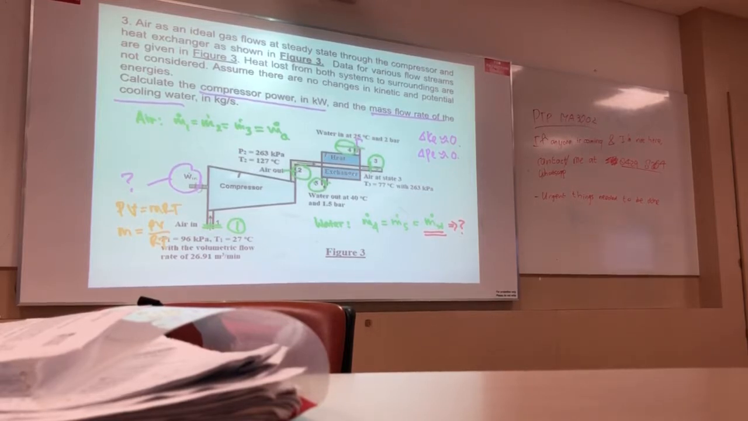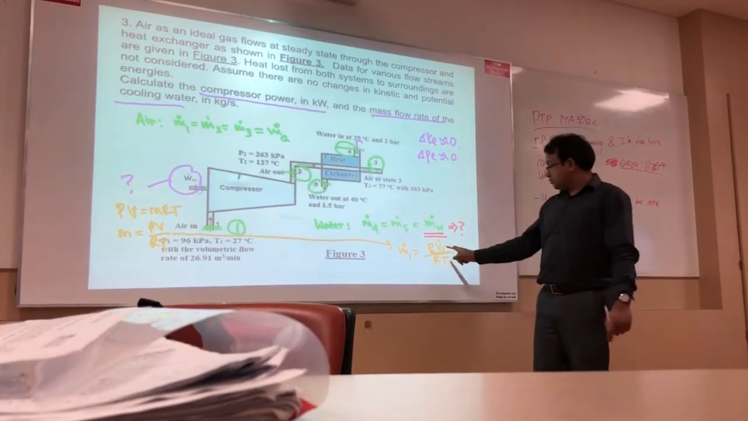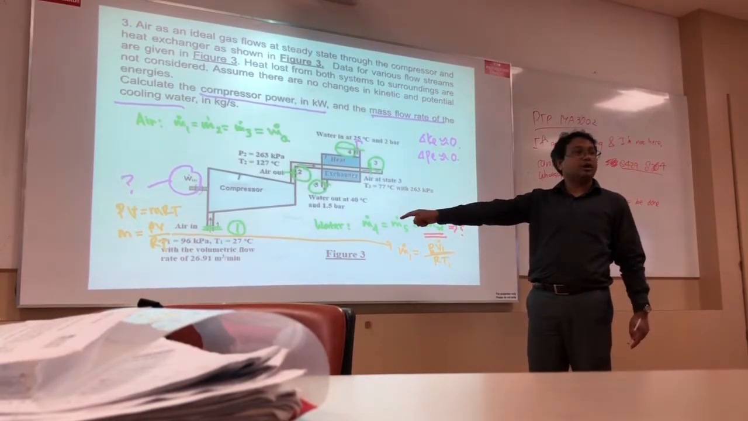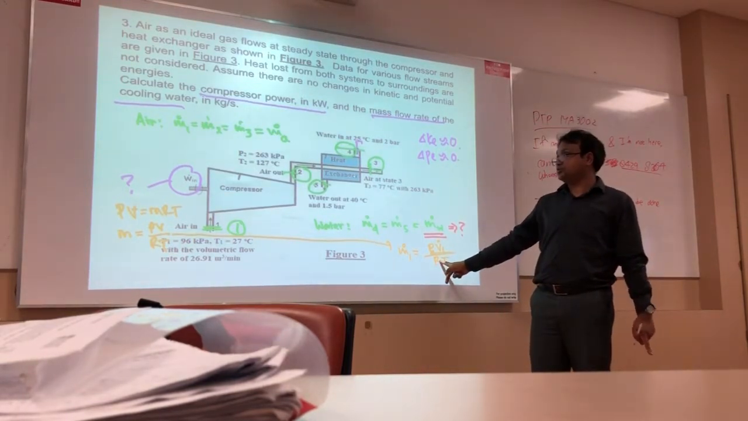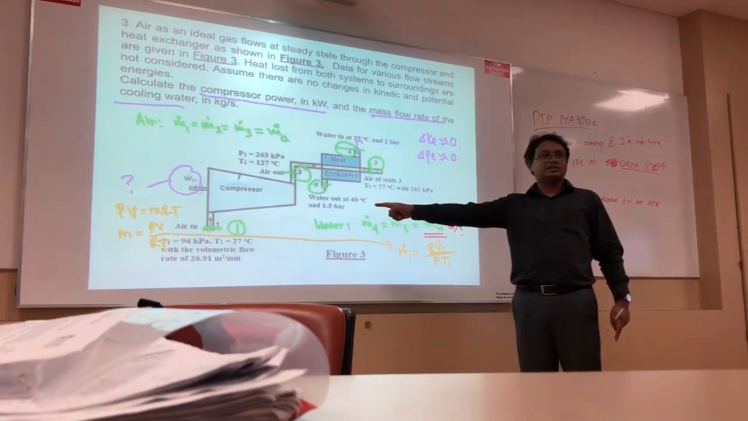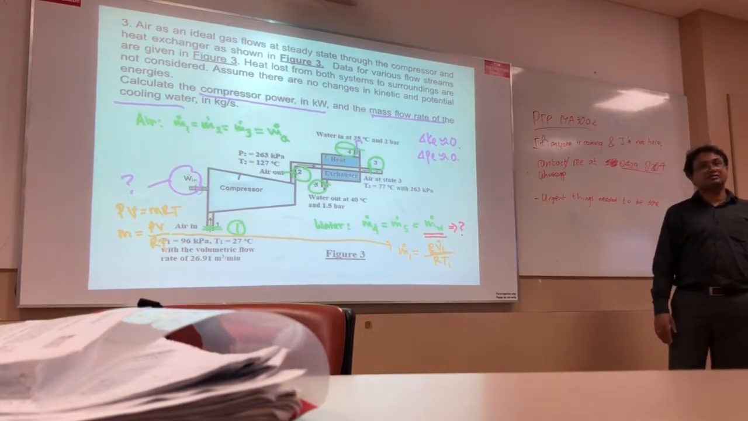So what is the mass flow rate? From here I can write m dot becomes P V dot by RT1, right? At inlet. m dot 1 becomes P1 V dot 1 by RT1. I can get it, right? Easy. So what is P1? 96 kilopascal. V dot 1 is 26.91 meter cube per minute. R is 0.287 for air, which should be given to you. And T1 is 27 plus 273, 300 Kelvin. That's all. Understand?